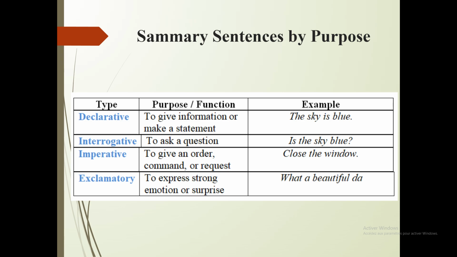Summary for the sentences by purpose. We have, of course, declarative, interrogative, imperative, and exclamatory. Concerning the declarative, its purpose or function is to give information or make a statement. As an example, the sky is blue. Concerning the interrogative, to ask a question. As an example, is the sky blue? Imperative sentence, to give an order, command, or request. So, close the window. An exclamatory sentence is to express strong emotion or surprise. For example, what a beautiful day.